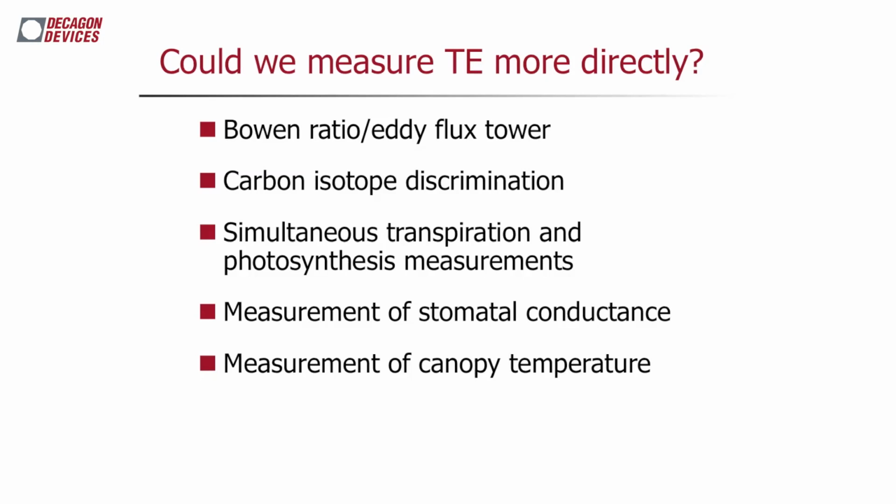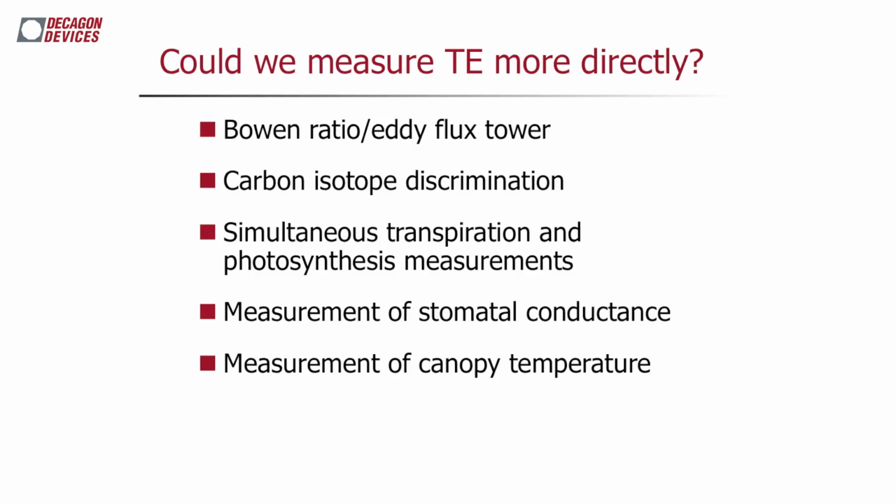So how could we measure this transpiration efficiency more directly? Well, we already talked about the flux tower, and another way of doing that would be the Bowen ratio system. Other people have done it through carbon isotope discrimination. We can measure simultaneous transpiration and photosynthesis with an instrument. We can measure stomatal conductance, and it's been shown in the literature that we can measure the canopy temperature.